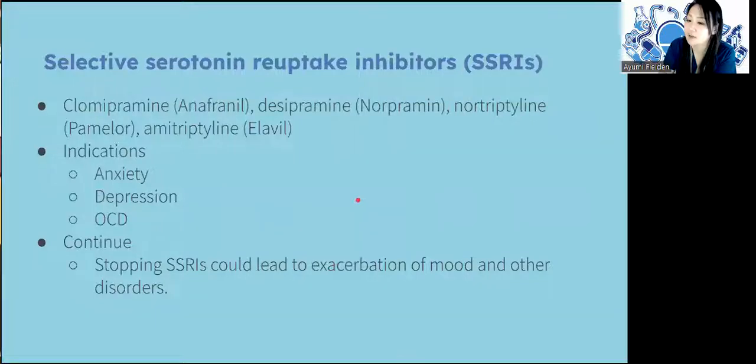SSRIs, they do ask the patient to continue taking. Again, we don't want the patient to abruptly stop taking an SSRI, right? They can have increased suicidal ideation and stuff like that, exacerbation of mood and other disorders. So we want them to continue taking SSRIs.